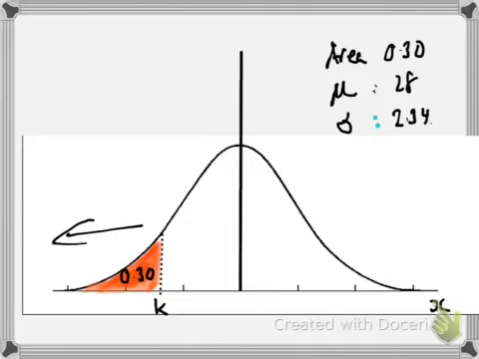So if we put those into our calculator, same thing again. Sorry, we've already done that, haven't we? We're already there. So we now put that in our calculator. Area 0.30, mean 28, standard deviation 2.34, and we get 26.77 centimetres for that answer.